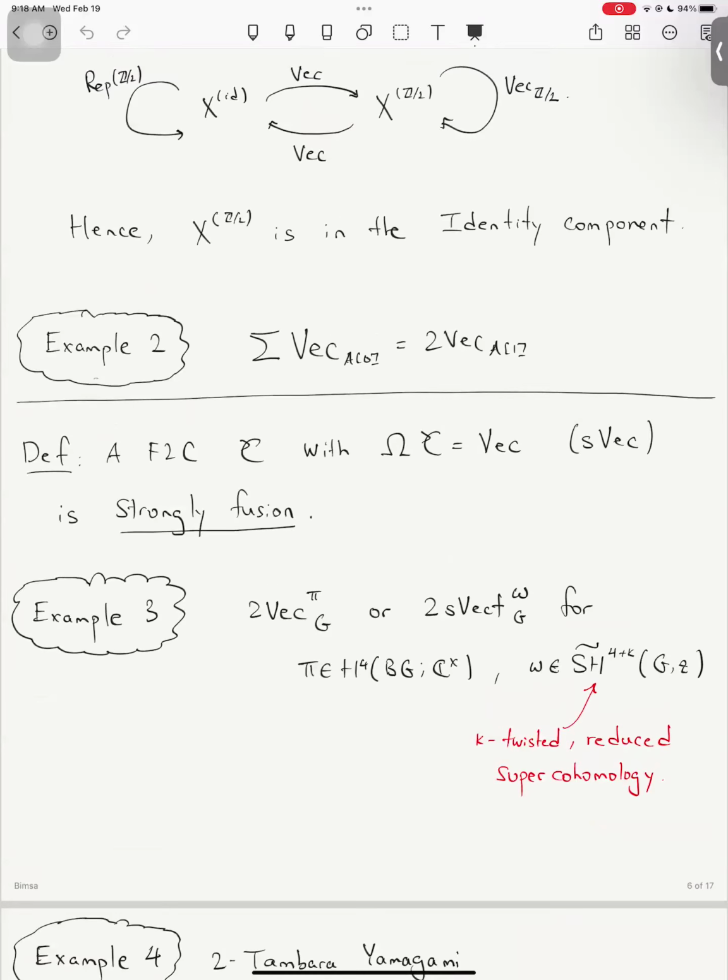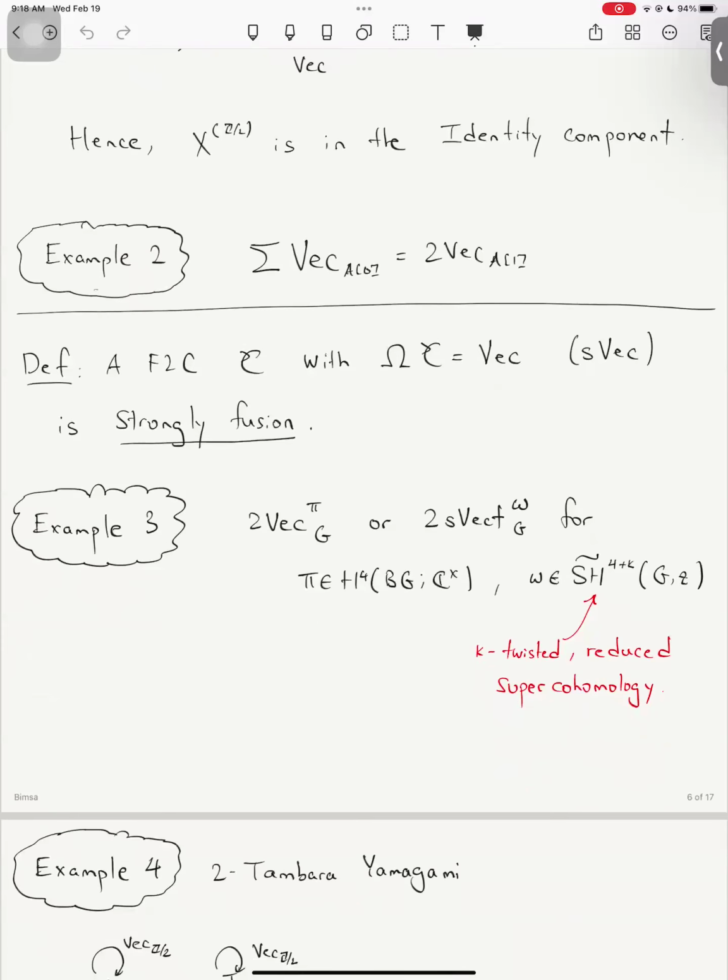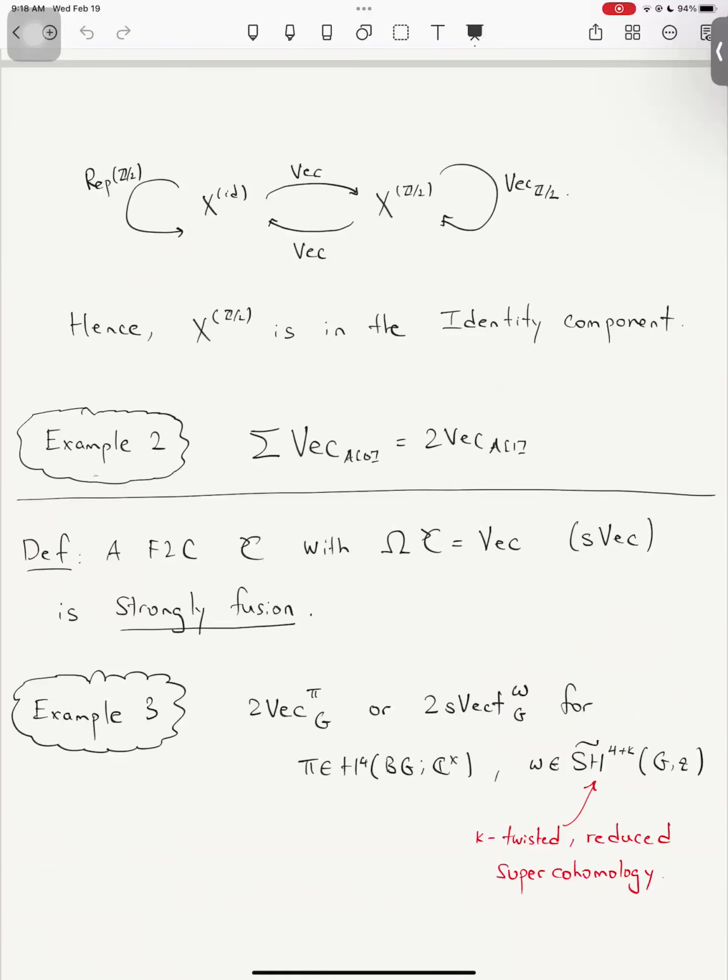Okay. And then another important type of fusion 2-category is what's known as strongly fusion. The definition is a fusion 2-category C such that when you look at the lines of C, that is, Omega C, it takes the lines of it. If it's Vec or if it's super vector spaces, then we say it's strongly bosonically fusion or strongly fermionically fusion, depending on what this is.